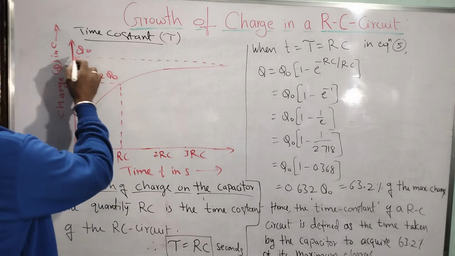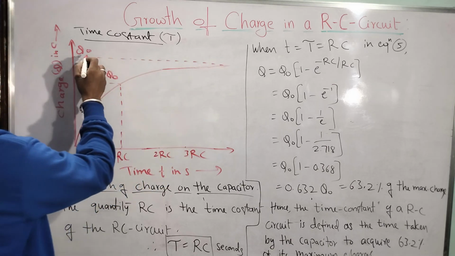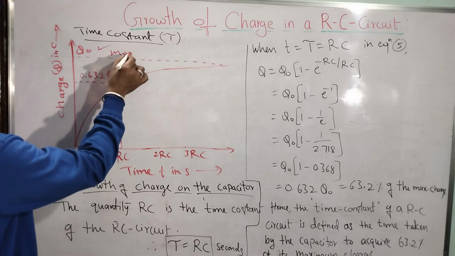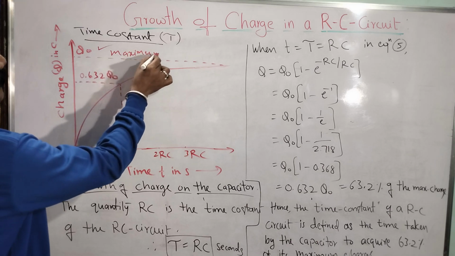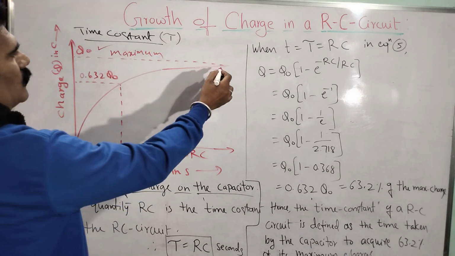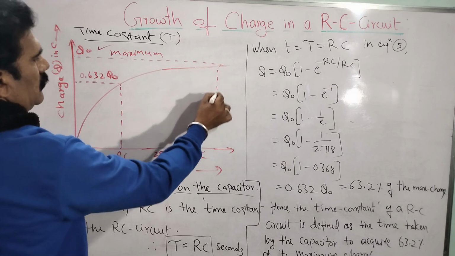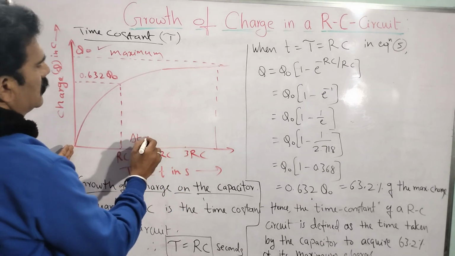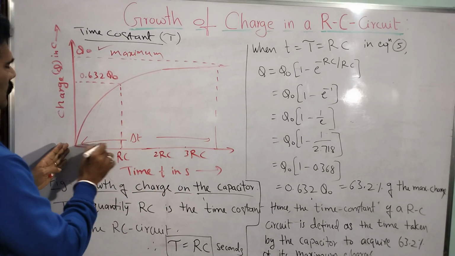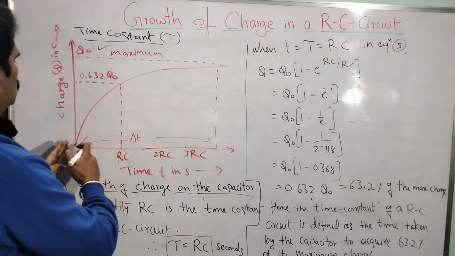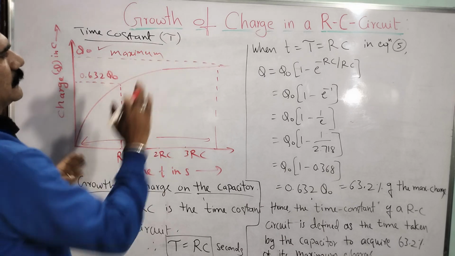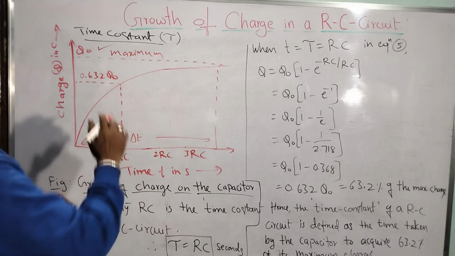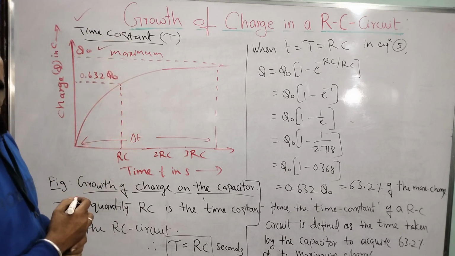In that, the maximum charge accumulated in the capacitor is how much? Q naught. It is the maximum value. Till it reaches the maximum value, the time period is actually called the transient time period. So delta t is the transient time period. During the transient time period, the growth of the charge is exponential. Clear? Now with the help of the same graph, we can understand the time constant also in the RC circuit.